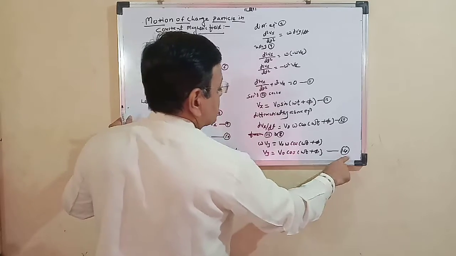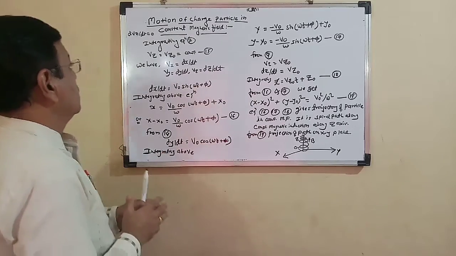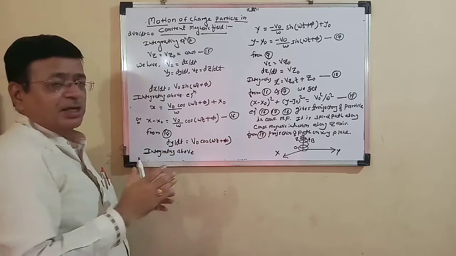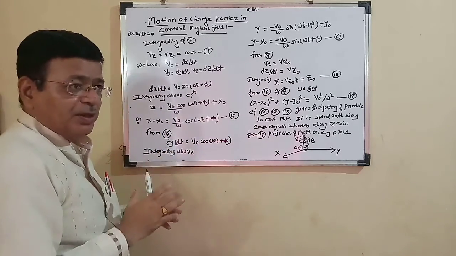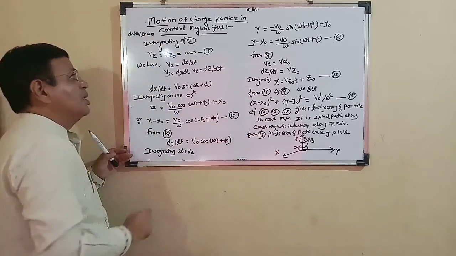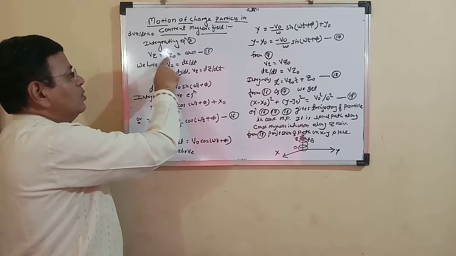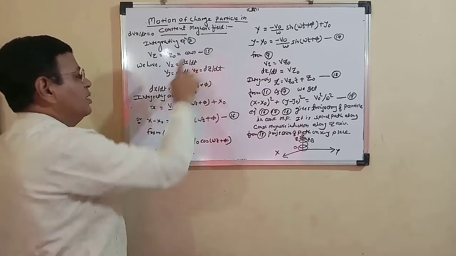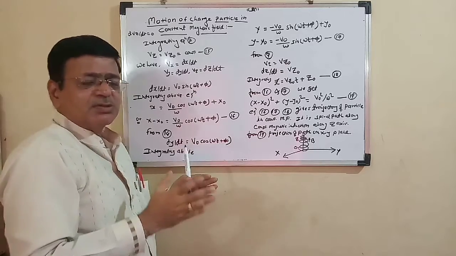Call this equation 14. Now we know dvz by dt is equal to 0. That is, the velocity of the particle along the z-axis is vz, and the derivative of that is nothing but acceleration. So the acceleration along the z-axis is 0. Integrating this equation 7, we get vz is equal to vz0, which is nothing but a constant. Call this equation 15.